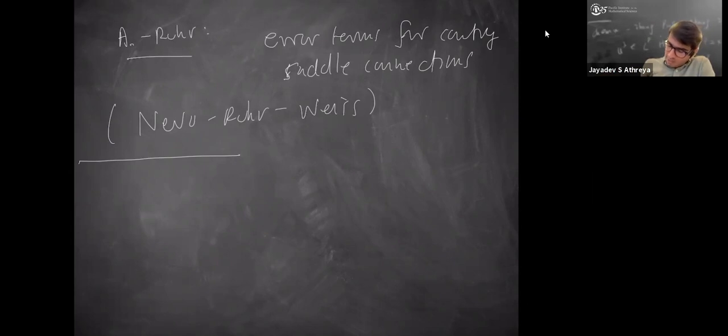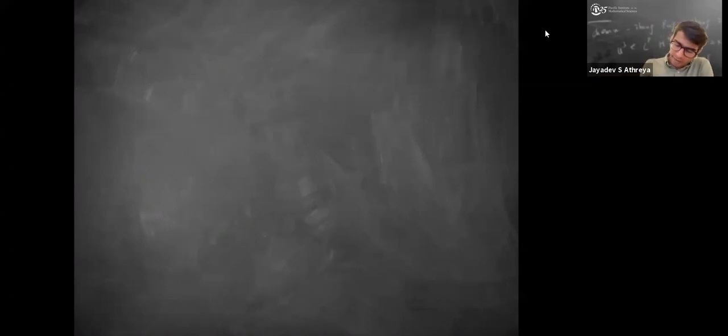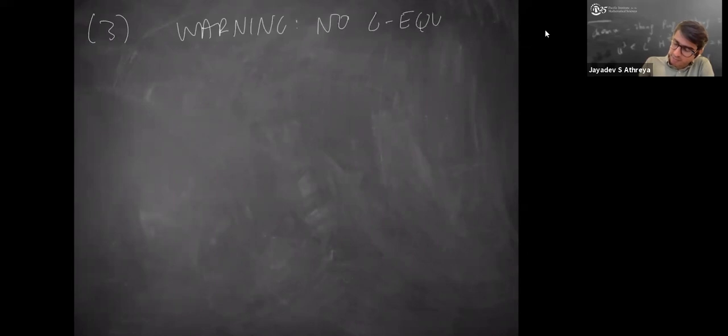So I'm not giving many proofs. I'm trying to give you a big picture, but I do want to spend about 10 minutes going through example 3. And here's the warning: there's no G equivariance here in this last example. This last example will be familiar to many people in this audience, but maybe not as familiar to all, so let me spend a little bit of time on it.